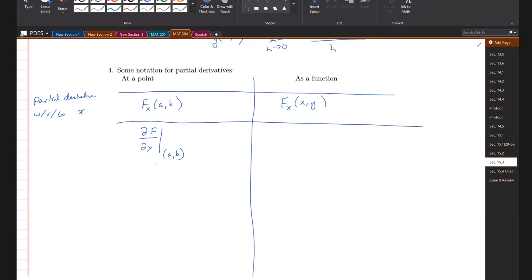By the way, folks, I'm probably still writing a little too big on this. So maybe write that a little bit smaller than I am. I'm sorry about that.